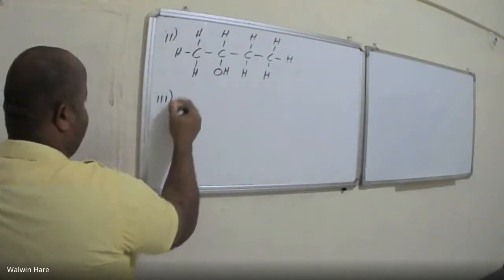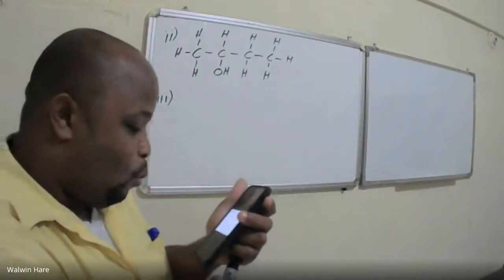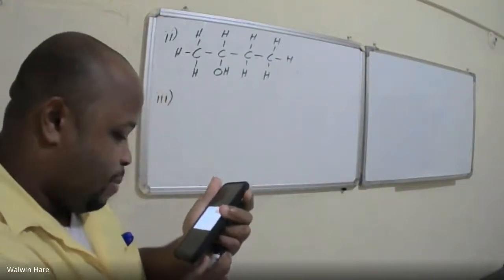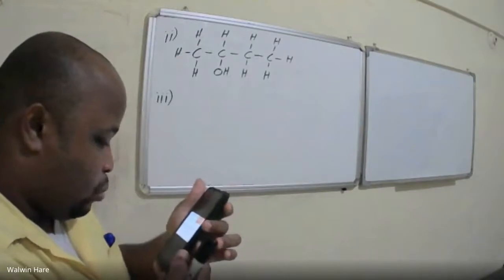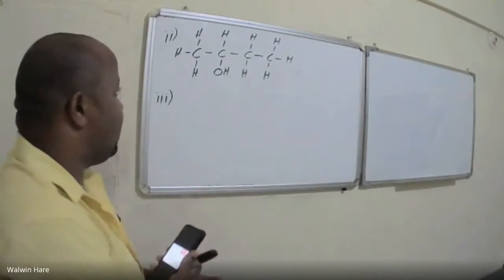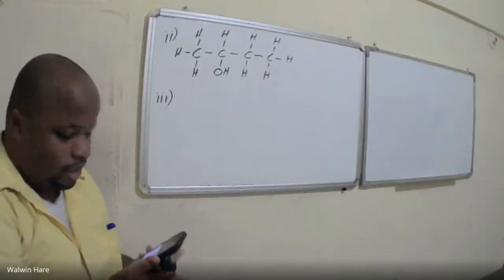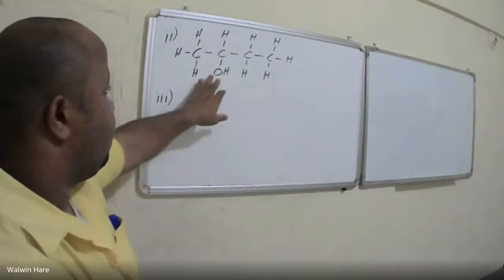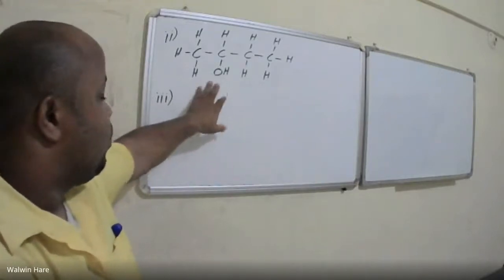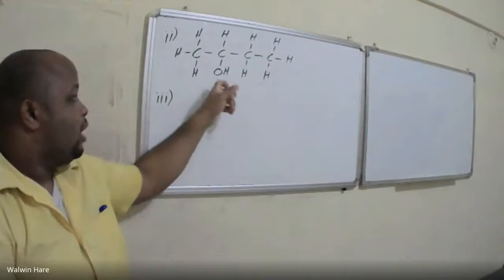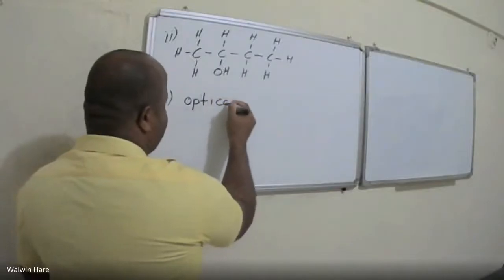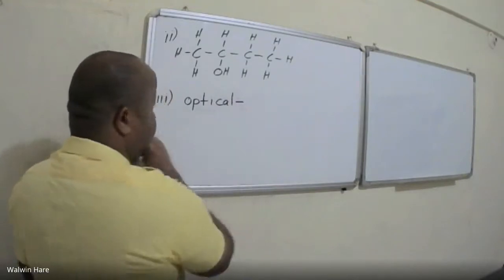For part 3, it says state with one reason the type of isomerism that 2-butanol is expected to exhibit. So state with one reason the type of isomerism that this is expected to exhibit. So what type of isomerism can 2-butanol exhibit? Optical isomerism. Optical, why?